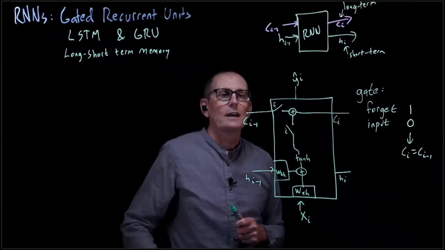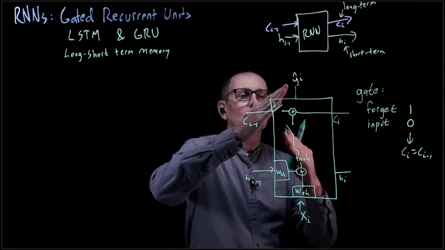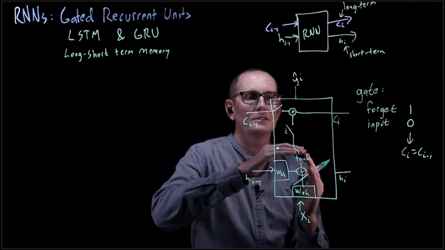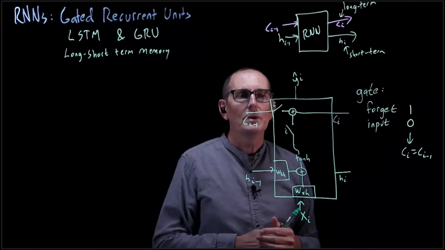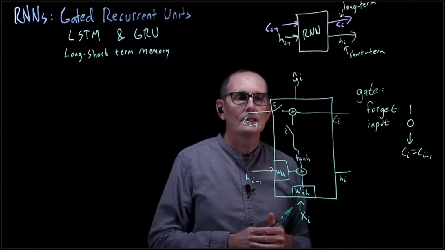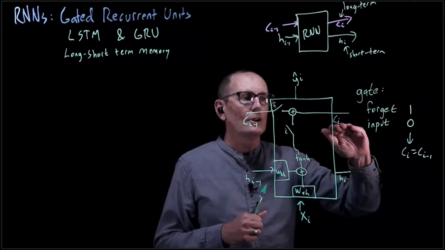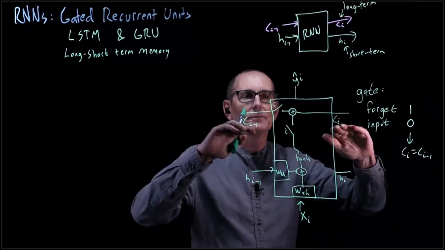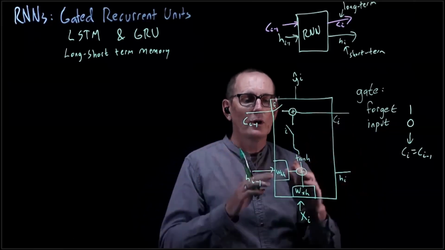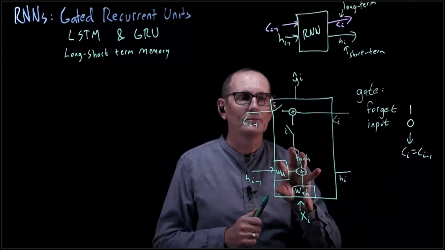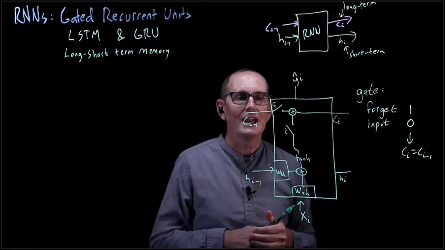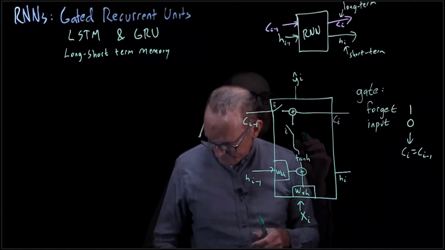If, on the other hand, we open the forget gate and close the input gate, then c sub i is now coming in this new computation. So basically, we can make our new c sub i either be completely the c sub i minus 1, or we can make it be this new computation. Or if we close both gates, we actually can combine them together.